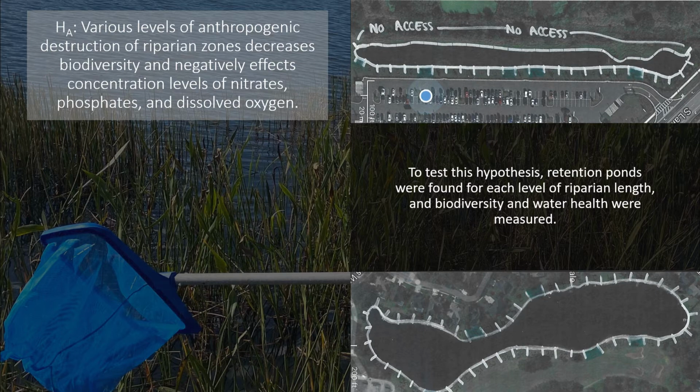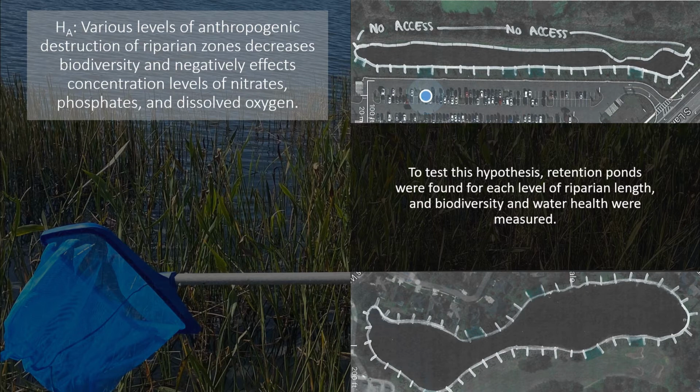Various levels of anthropogenic destruction of riparian zones decreases biodiversity and negatively affects concentration levels of nitrates, phosphates, and dissolved oxygen. To test this hypothesis, retention ponds were found for each level of riparian length, and biodiversity and water health were measured. No riparian was defined as less than 0.6 meters, medium was between 0.6 and 2 meters, and full riparian was more than 2 meters.